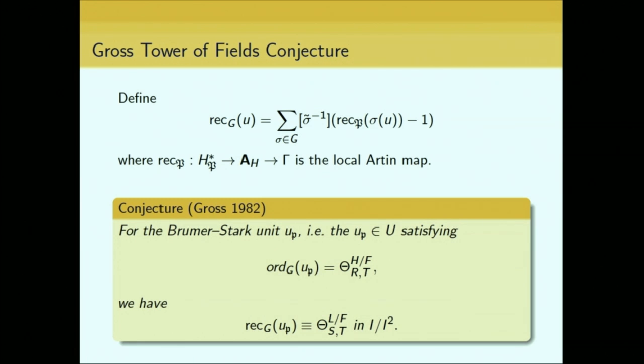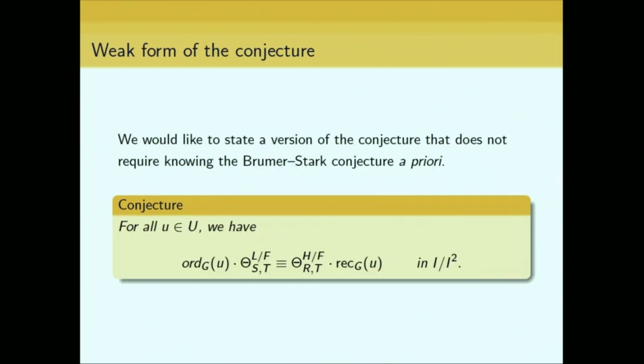So our conjecture is, forget any special unit. For all units, the ord_G times the theta_S is the rest_G times the theta_R in I mod I squared. This is a conjecture that follows from the Brumer-Stark conjecture, but it's weaker. For the Brumer-Stark unit, this is supposed to equal this, and this is supposed to equal this. What we're going to prove is something different, which is that for any unit, you have this congruence in I mod I squared. And that can be an unconditional statement.